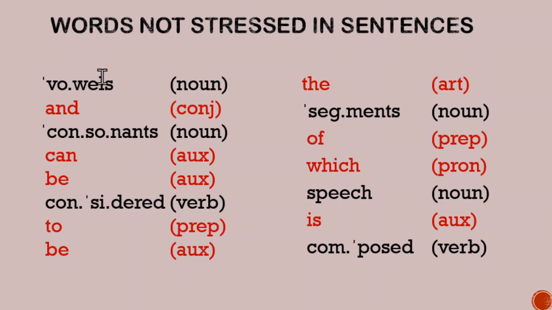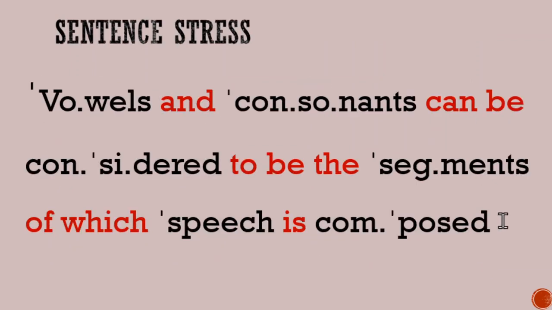Now you can look at these words which were not stressed. The red ones were not stressed. Conjunction, auxiliary, preposition. Whereas the stressed words, one is noun, noun again, verb, noun, noun, verb. All right. So inside the sentence, you can see vowels and consonants can be considered to be the segments of which speech is composed. That's how it will be read in actual contexts. This is sentence stress.